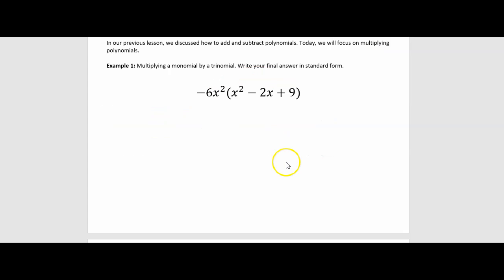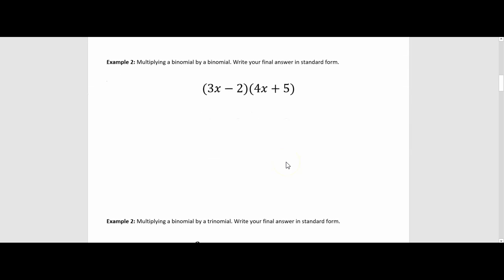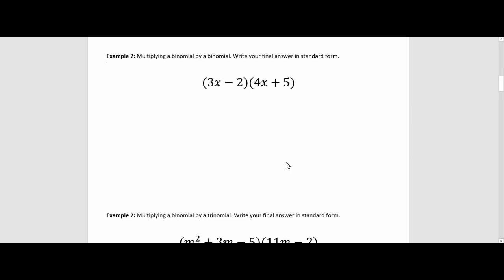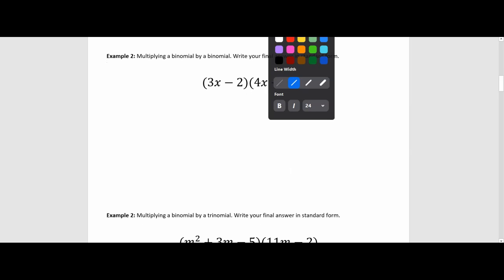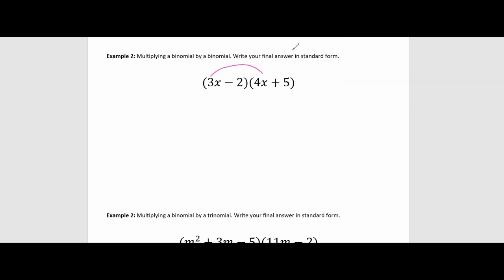Let's go ahead and try one that looks a little different. So now we're going to multiply a binomial by a binomial. Distributive property still holds. We just have some more distributing to do. I'm going to start with my 3x distributed to my 4x and my 5. That gives me 12x squared. x times x is x squared. 3x times 5 is 15x.